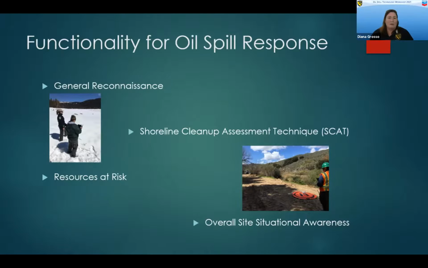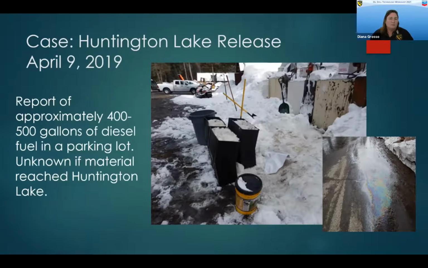Next slide. So this is a case scenario. This was the Huntington Lake release, April 9, 2019. So OSPR was dispatched for a report of approximately 400 to 500 gallons of diesel. It was at this parking lot upstream from the lake. It was not known if it had reached the lake yet. You can see there's some fuel pumps right there, with a lot of snow deposition.